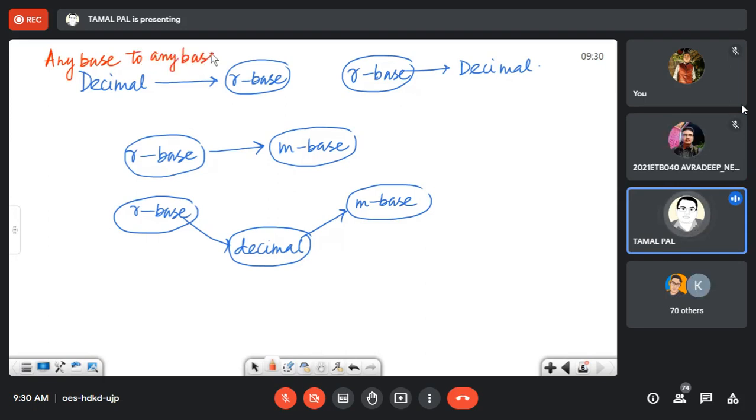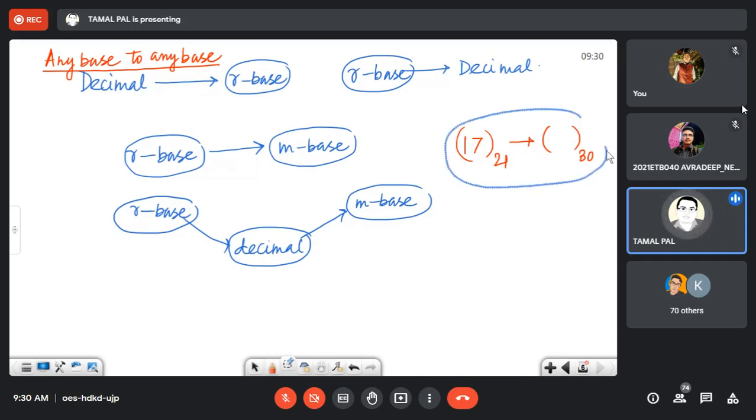This is very important for your exam because sometimes this type of question comes up. This is an example, but the idea is this: you have to first convert into decimal, and then you have to convert into M.